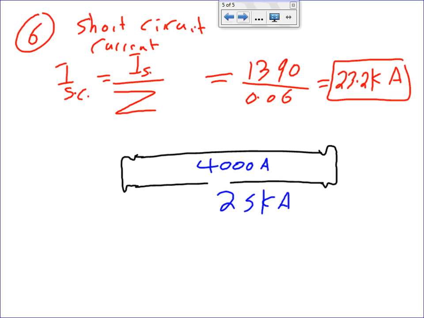Why 25? Because it's slightly higher than 23. Where would I get the standard ones? Industry standards. You have to go to books. So that's my fuse. Doesn't look like a fuse, but mind my drafting skills.